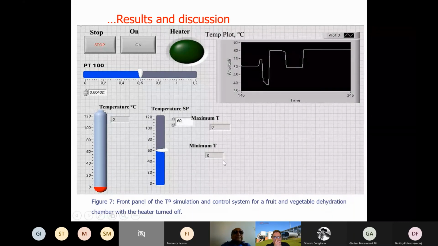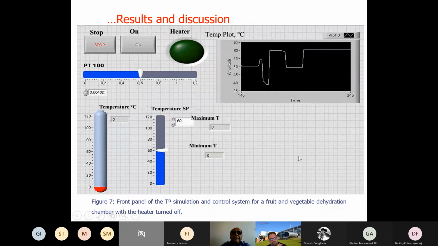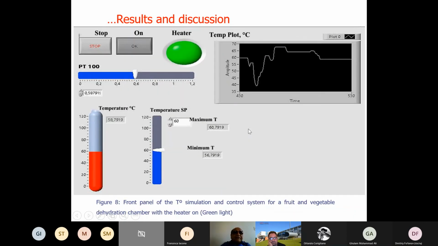And results. Stop button, heater graphic, temperature thermometer PT100, temperature set points, maximum temperature, minimum temperature. In results, the front panel of the temperature simulation and control system for a fruit and vegetable dehydration chamber with the heater on, green light.